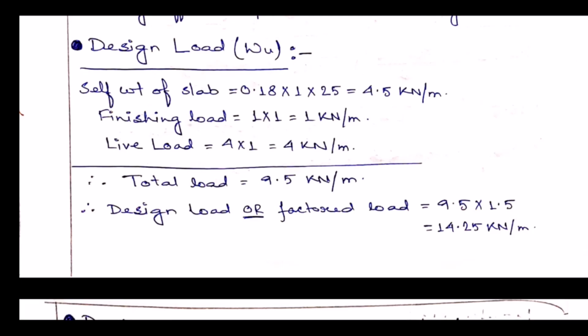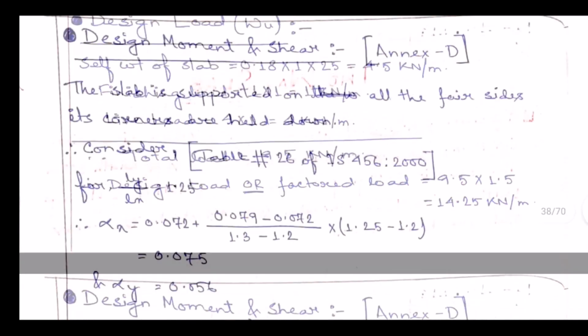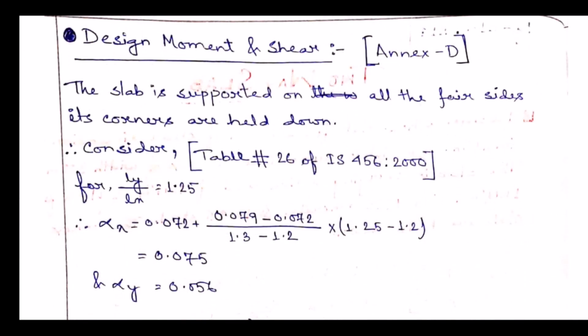So the factored load will be 9.5 into 1.5, that is equal to 14.25 kilonewton per meter. This is the factored load. The next step is design moment and shear. For this step, first of all, we have to get the knowledge of Annex D of IS 456 2000. So let's check it out.